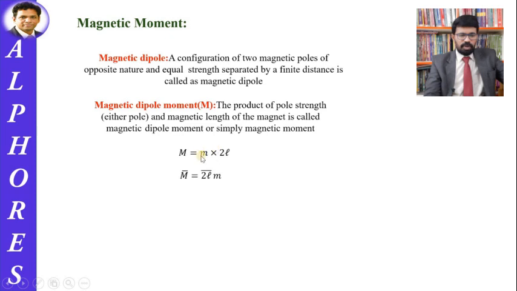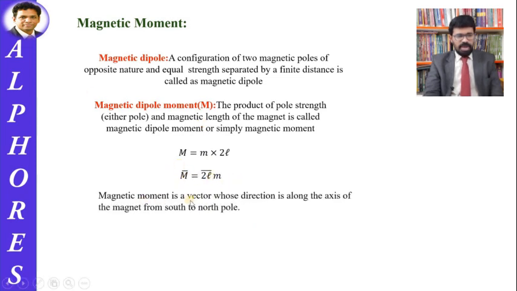In case of electric dipole moment, how was it written mathematically? Q, charge, multiplied with the distance of separation or length of the dipole. Here it is m into 2l; there, in case of electric dipole, q into 2l. When you compare what you are studying here with the electrostatics details, you will be able to understand these things much better and remember them easily. Vectorially, m bar is equal to 2l bar m. Magnetic moment is a vector whose direction is along the axis of the magnet from south to north pole.